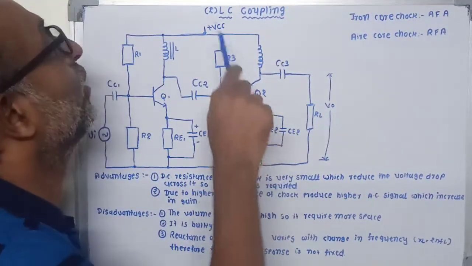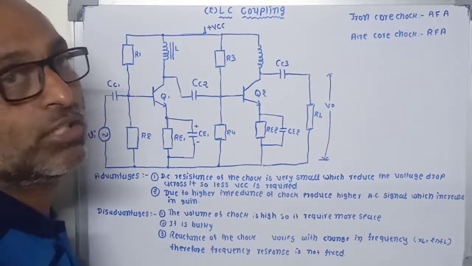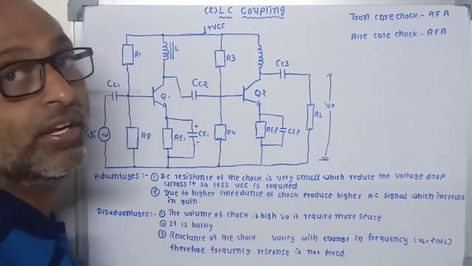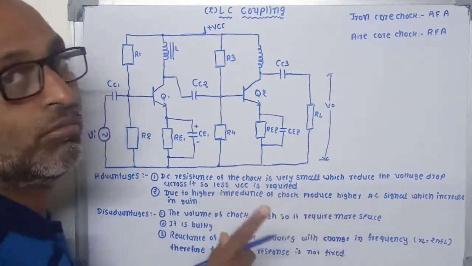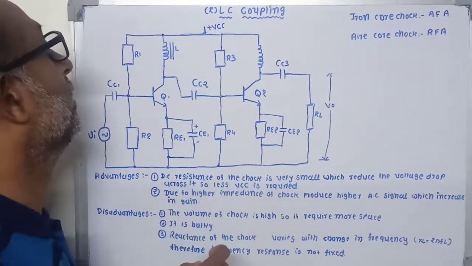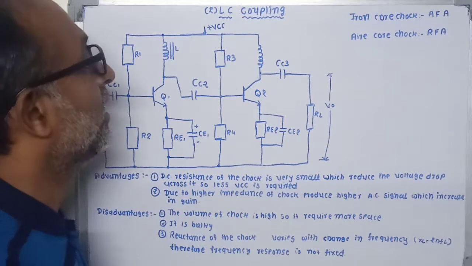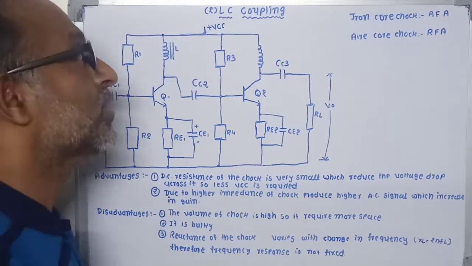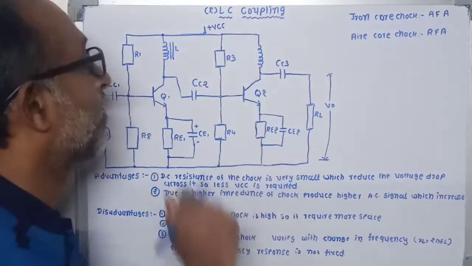Second, LC coupling. This is the basic circuit of LC coupling. Now this circuit is similar to the RC coupling, but there is only one difference. In this coupling, we connect one inductor in the collector circuit instead of the collector resistance. So there is one major difference. Here we are taking two stages of the amplifier. The two common emitter amplifiers are connected through the inductor L and capacitor C. Therefore, it is called inductor capacitor coupling, and its short form is LC coupling.